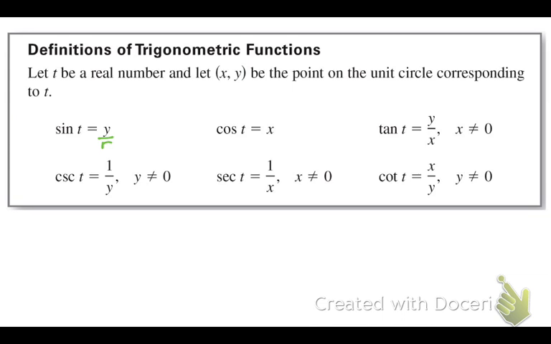Cosine of t is x. It is actually x over, guess what? R. I do expect you to add that to it. That's why I wanted you to be done.